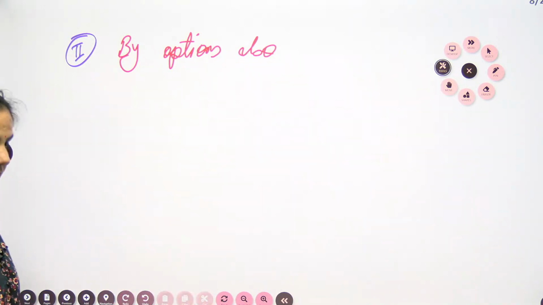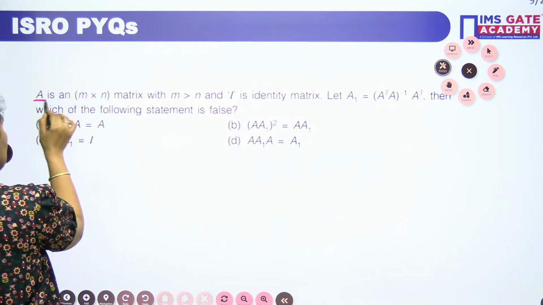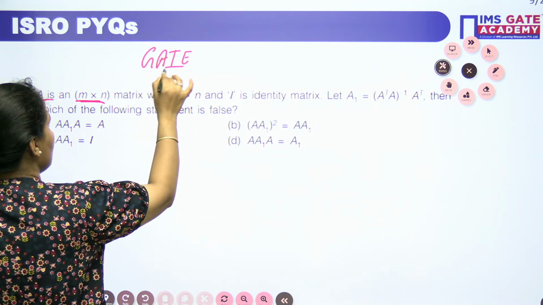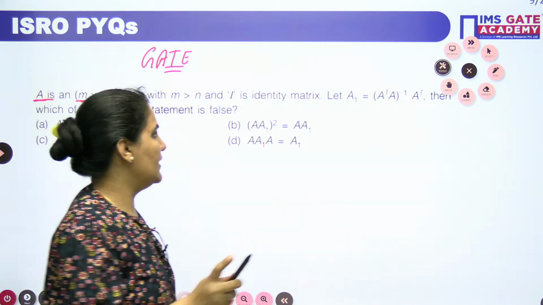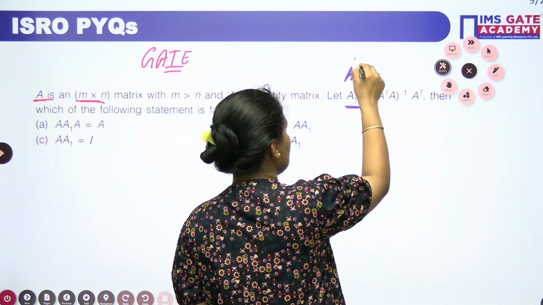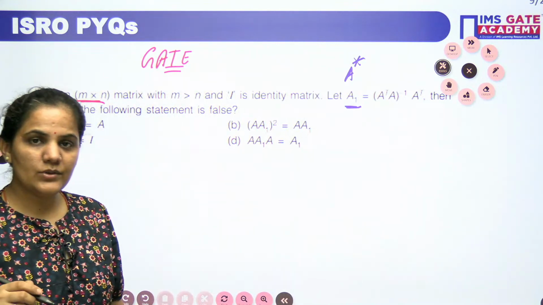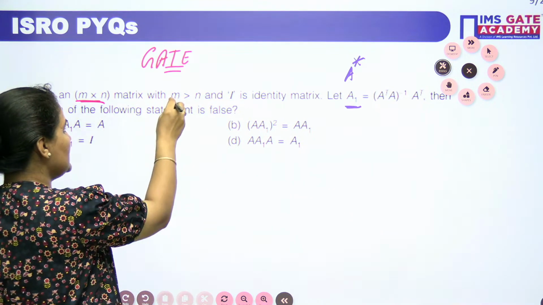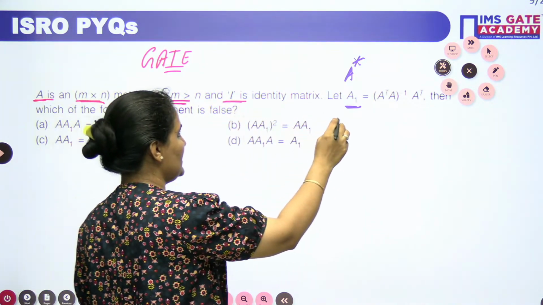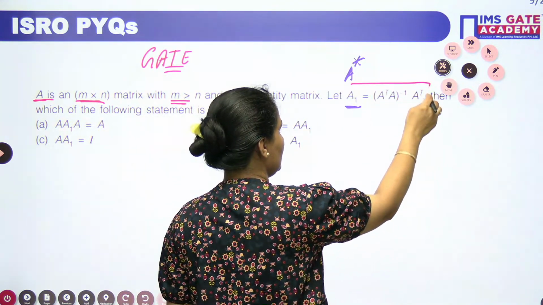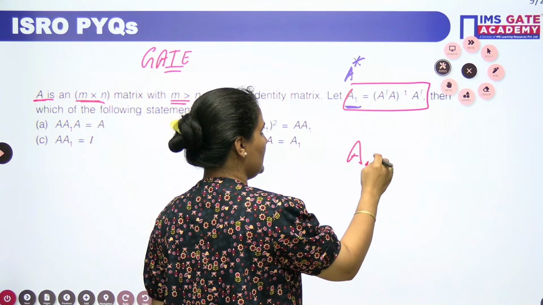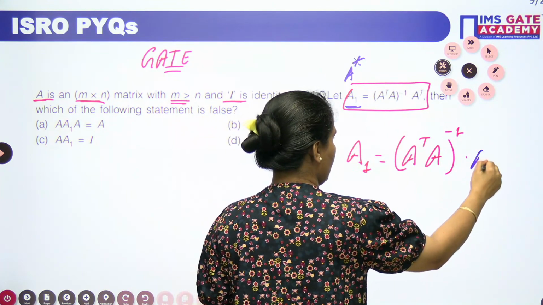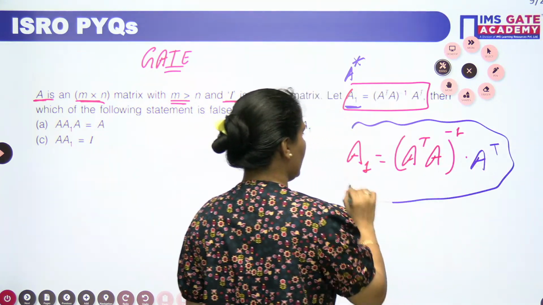Okay, now let's go to the next question. A is an M cross N matrix. This is the same GATE problem, same as it is. We have a GATE question of 1 mark. The only difference is that here it is mentioned A1, and in the GATE question it was mentioned A star. Everything else is the same. A is an M cross N matrix with M greater than N, and I is an identity matrix. Let A1 equal (A transpose A) whole inverse multiplied with A transpose. This A1 is given to you.